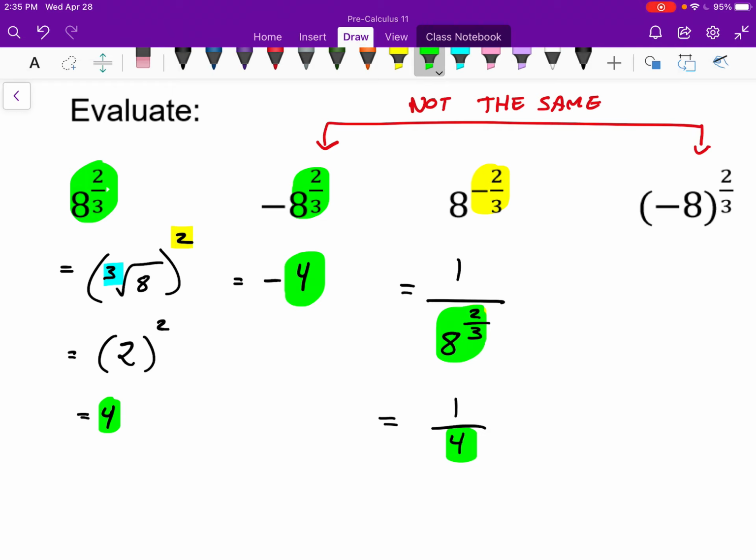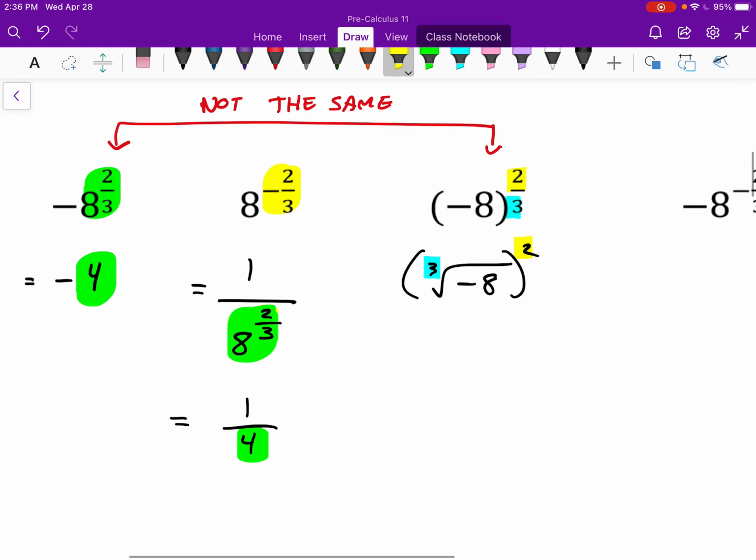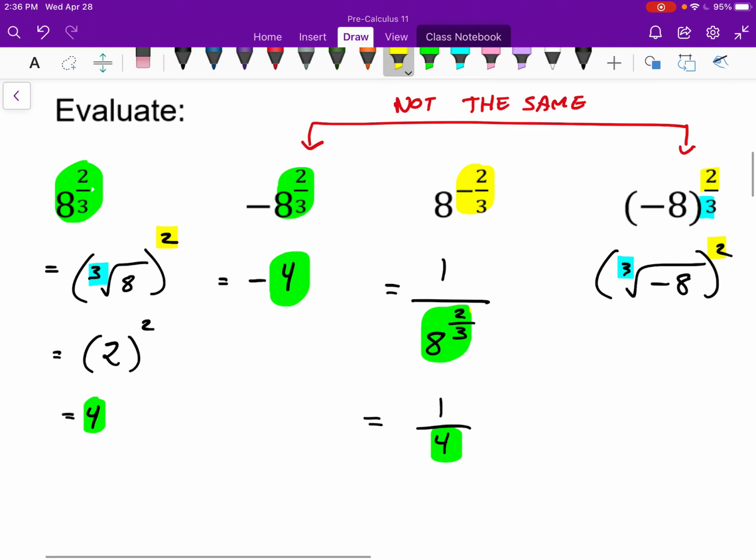Okay, so far every answer has been different. So now let's look at what I was mentioning before, -8 in brackets to the 2/3. So what does this mean? This means something a little bit different. This means the number -8, the cube root of -8, all squared. That's what it means, which again, I'm finding the cube root of -8, and then squaring, which I wasn't doing in any of these previous examples.